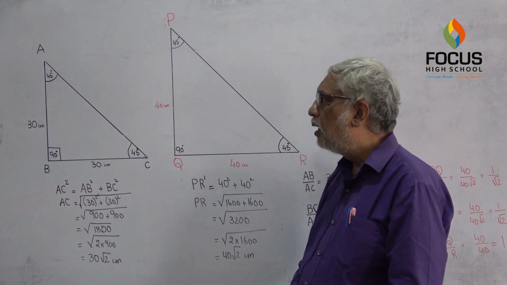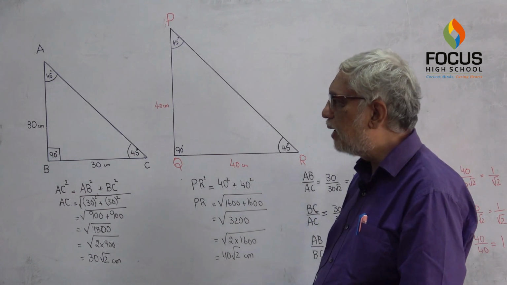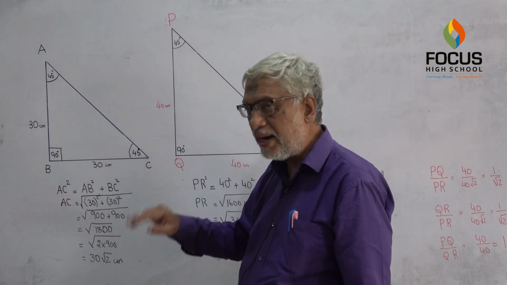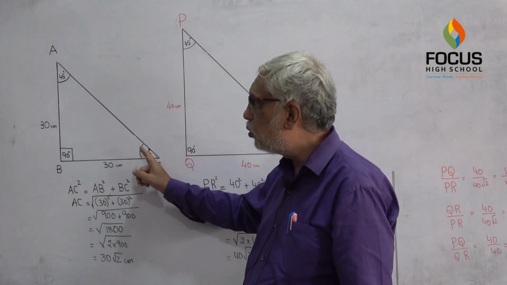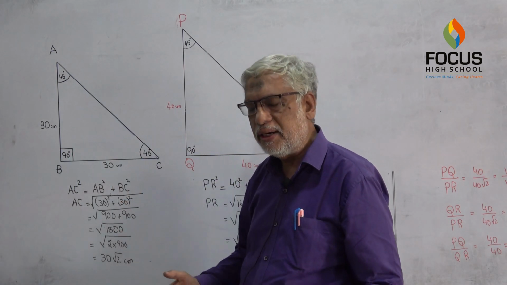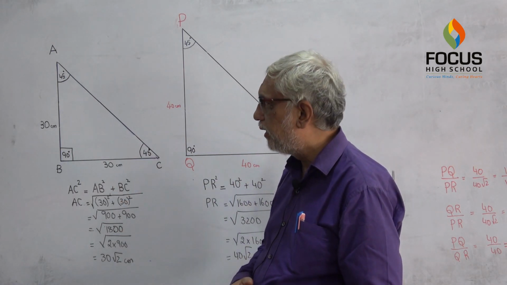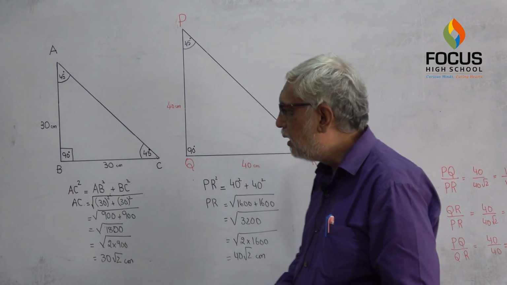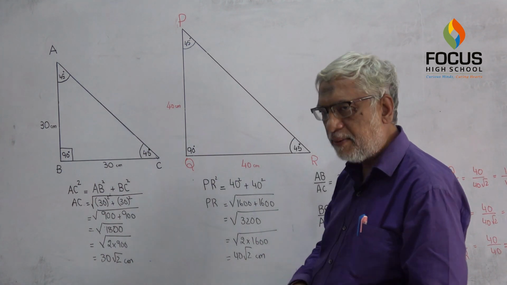Now, because one of the angles is 90 degrees and the triangle is isosceles, the remaining two angles should be equal. That is the property that we have learned earlier. One is 45, the other also is 45. Here also the case is the same.